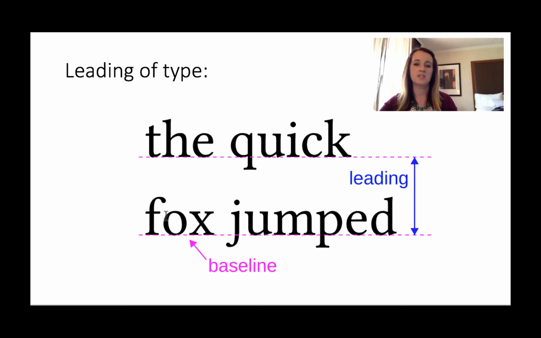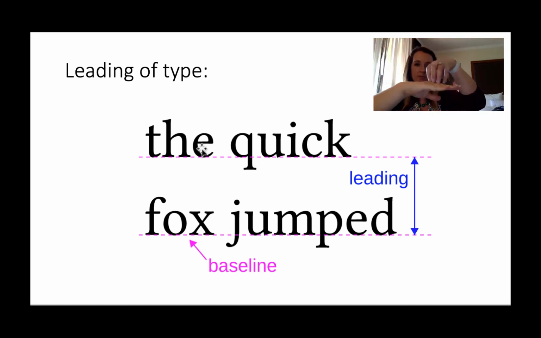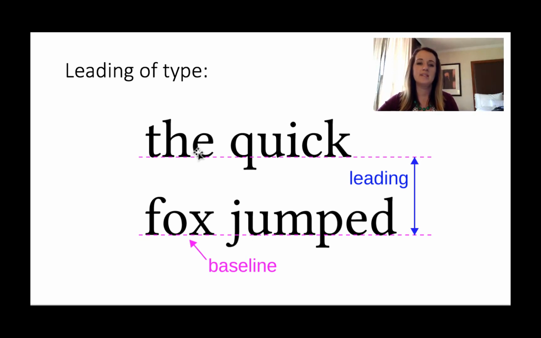So what they're referring to is the spacing in between what we call the baseline of the text. The baseline is where all of the letters sit. It is like the ground that all the letters rest on. That's called the baseline. So leading is the measurement, the spacing in between layers of baseline. Here you can see "the quick fox jumped." They're talking about leading, the measurement from the bottom of each one of the text words' rest.